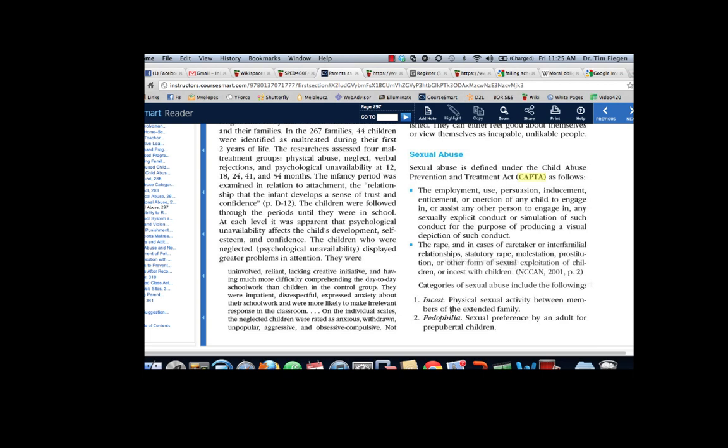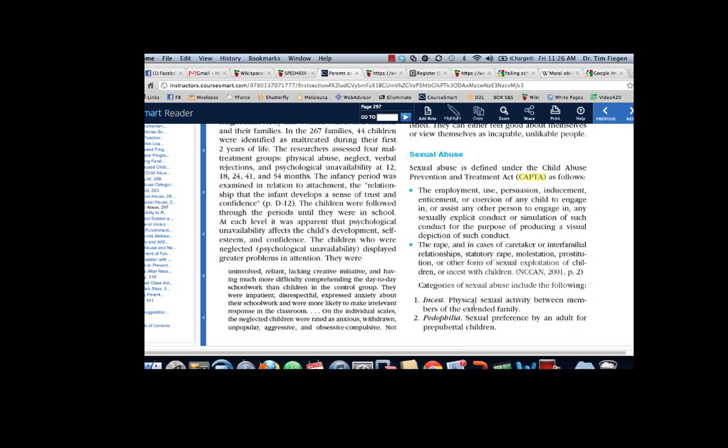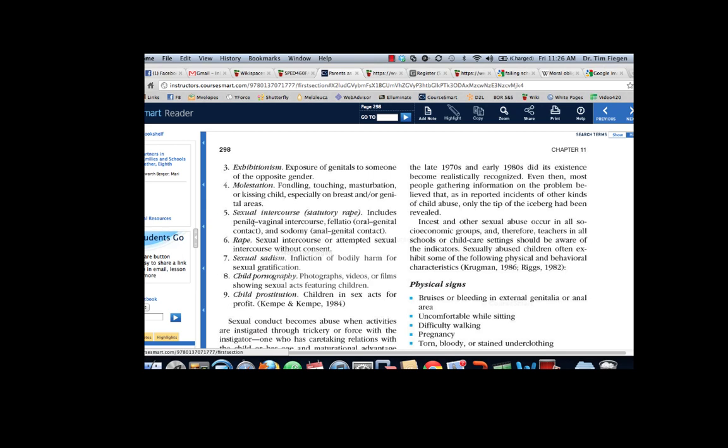So here's what I want you to bring in about this: these categories, and they look like this: 9 different categories. And I want you to bring that in here. Here's the first 2: incest, pedophilia. Not fun things to even think about here. Exhibitionism, molestation, sexual intercourse, which is statutory rape, of course, and rape, sexual sadism, child pornography, child prostitution.